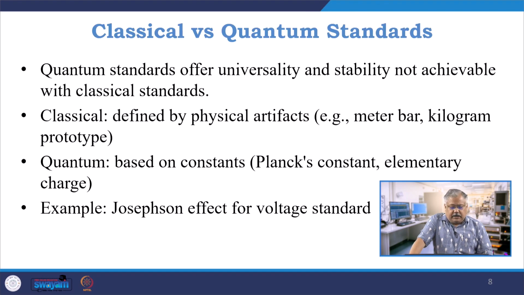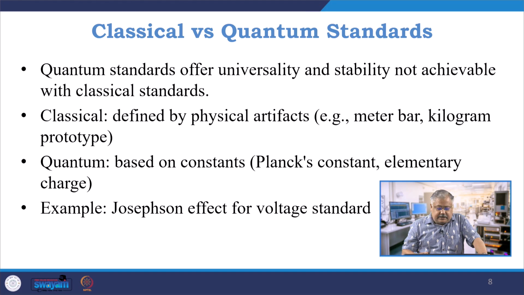Okay. Now, let us come to the difference between classical and quantum standards. Quantum standards offer universality and stability, which is not achievable from classical standards. The point is that the quantum standards which you generate are universally applicable, and the stability is also universally applicable, but that is not true for classical standards.